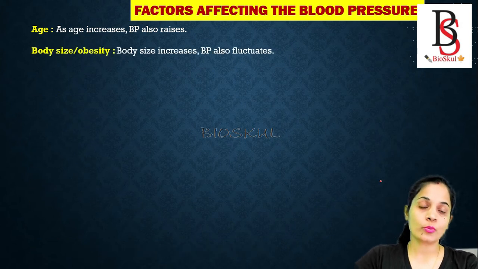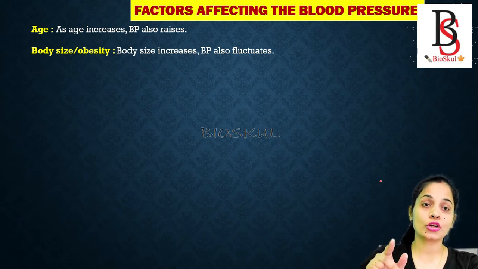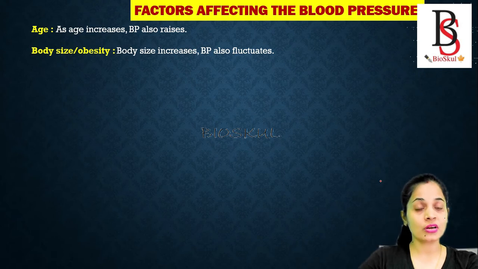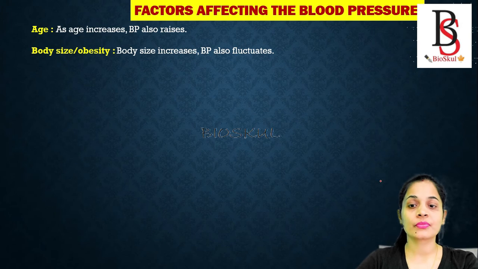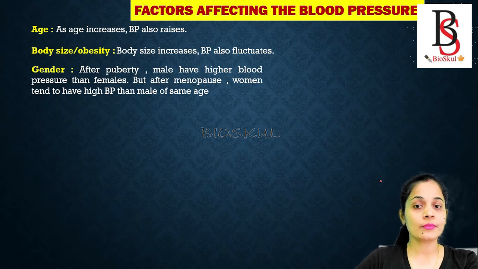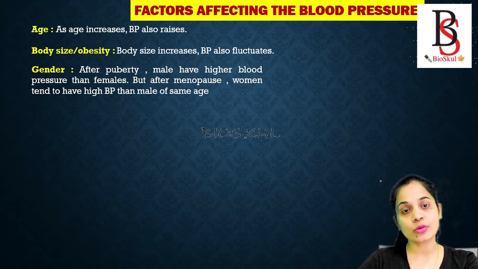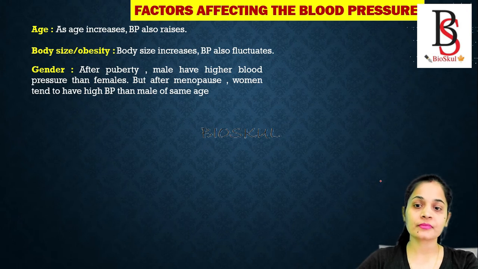Body size and obesity. If you compare two individuals of the same age, the individual who is taller and obese has more blood pressure compared to the other. Then gender. Gender also has a significant effect on blood pressure. After puberty, males have higher blood pressure than females, but after menopause, females have higher blood pressure than males.